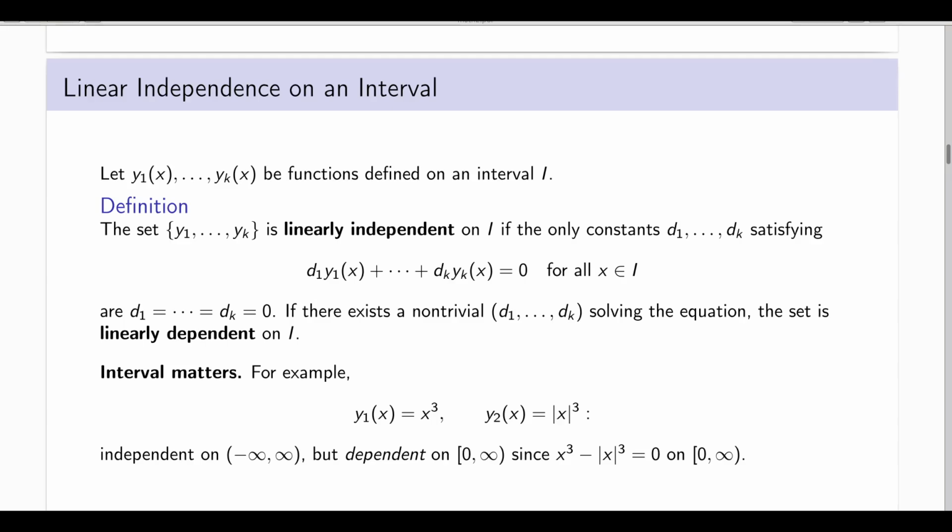Take y1 equals x cubed, and y2 equals the absolute value of x cubed. On the whole real line, these two behave differently and are independent. Yet on the interval from 0 to infinity, they coincide. So one is a multiple of the other, and the pair becomes dependent. So independence isn't just about the functions themselves, it's about where you compare them.